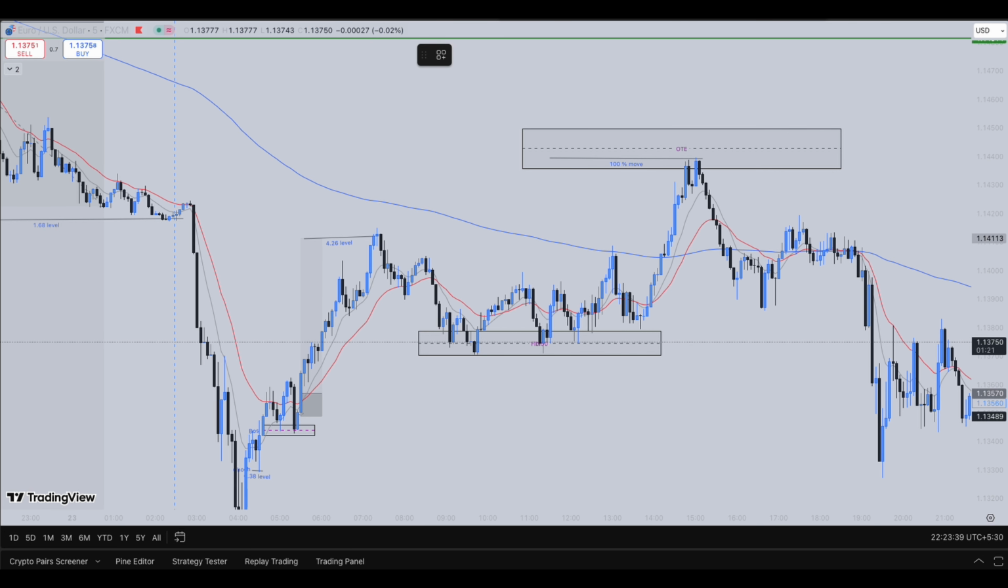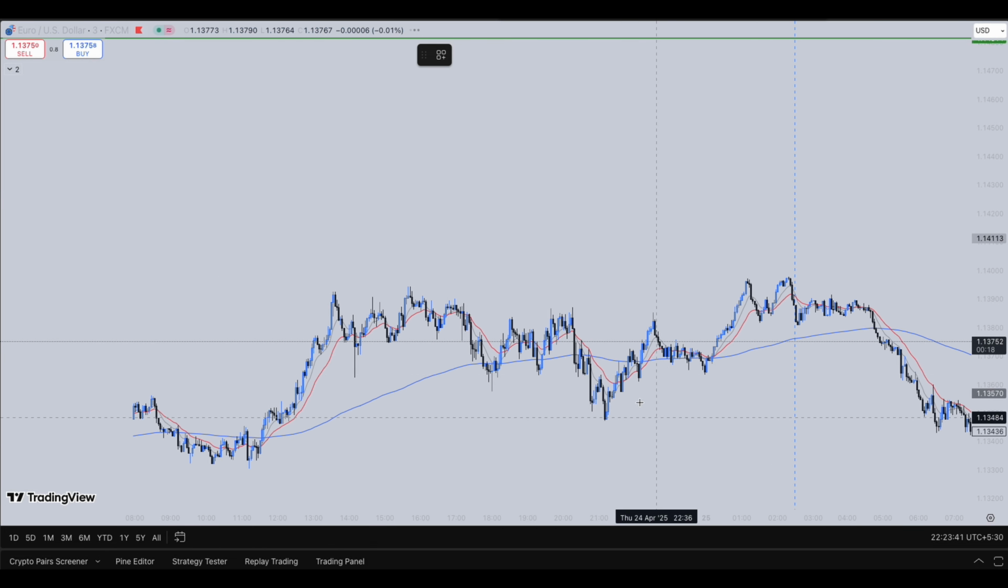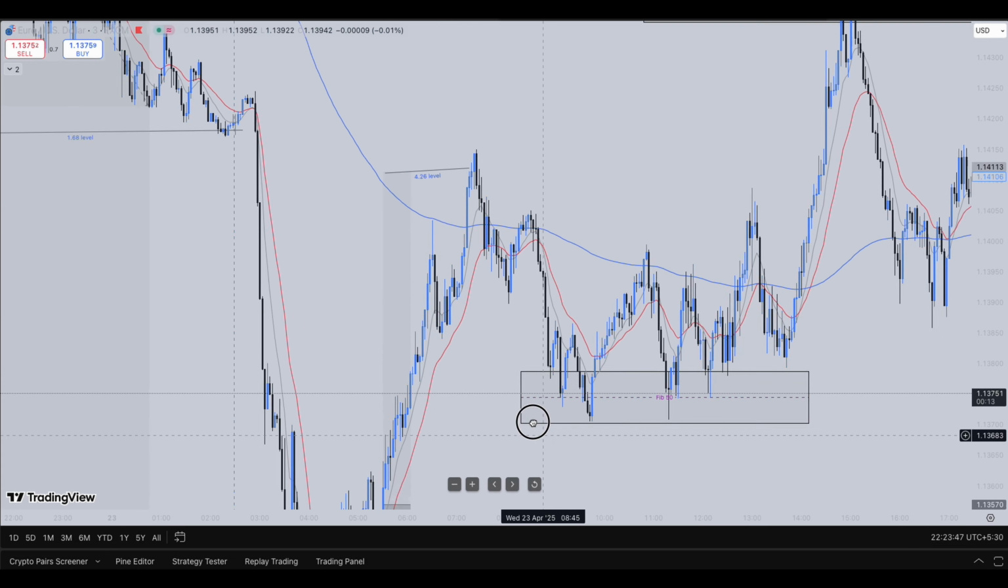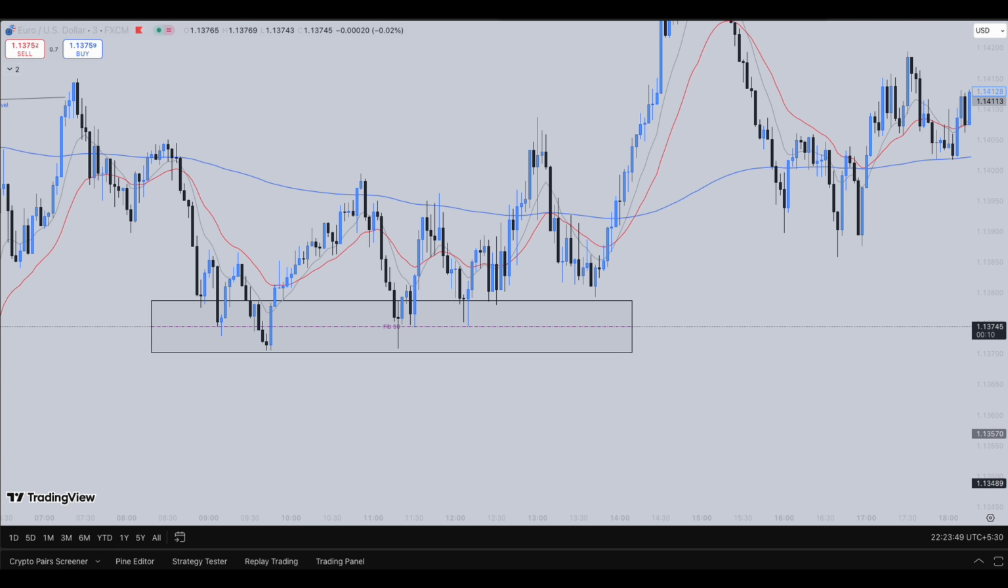So your target levels have been hit now, guys. What you could have done is let's look into a smaller time frame and see how you could have taken this trade over here. So you can see the market here consolidating over here. But what you can see here is the market failed to make a lower low. Instead, the market broke structure towards the upside.